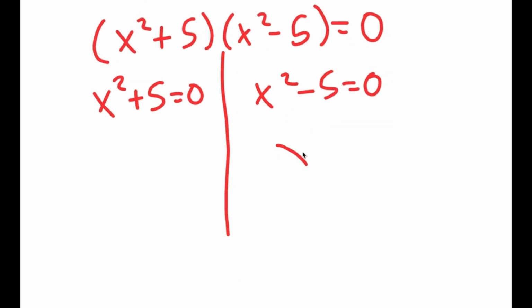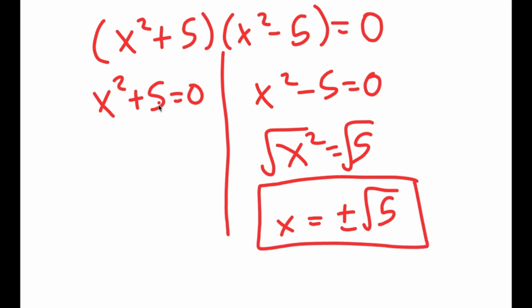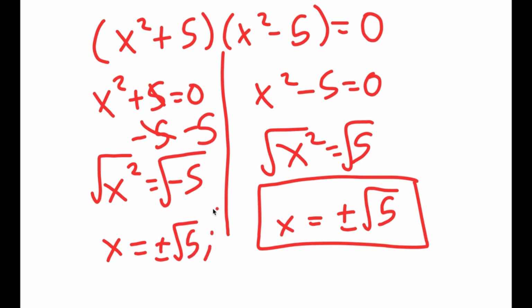So for x squared minus 5 equals 0, I get x squared equals 5. If I take the square root on both sides, I get x is equal to positive or negative square root of 5. Now for x squared plus 5 equals 0, I can subtract 5 on both sides. So I get x squared is equal to negative 5. If I take the square root, I get x is equal to the square root of negative 5, which is equal to the square root of 5 times i. So these are my 4 solutions to this equation.